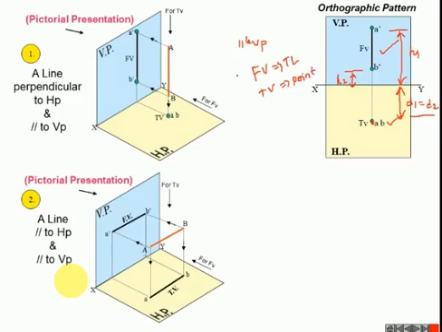It is one observation. So when the line AB is parallel to VP, the front view is a true length and the top view is a point. Vice versa, if AB is parallel to HP, then the top view is true length and the front view is a point. Here the condition is, when parallel to HP, H1 equals H2.